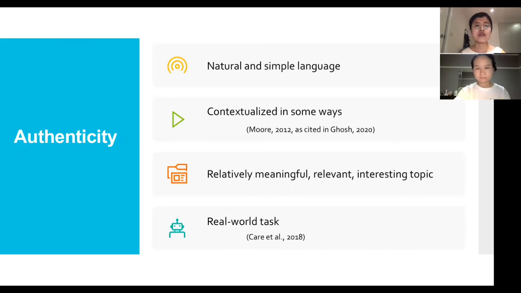Third, the task includes a relevant, meaningful, interesting topic. This topic is very appealing to students who have an interest in transport. For other students, they may also hear those words when they are traveling. That's why the task could be considered meaningful, relevant, and interesting.